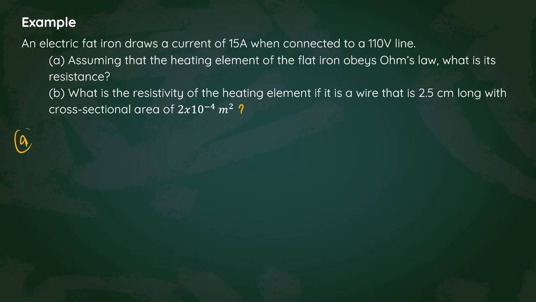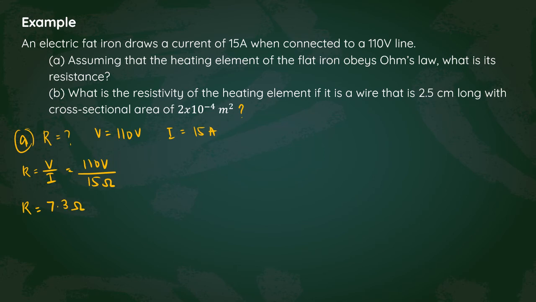So for A, we are asked for the resistance, and it obeys Ohm's law. Therefore, R is equal to V over I. And what's the given voltage? That is 110 volts, and you are given your current, which is 15 amperes. So you just substitute that. You have 110 volts over 15 amperes. Then resistance is equal to 7.3 ohms. So that's your resistance.